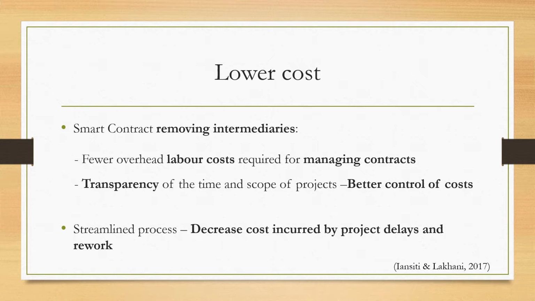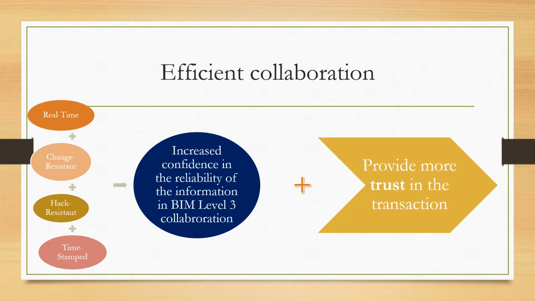Since the project could be delivered to everyone in real time, under blockchain-based project delivery is smoother, and this will considerably decrease the cost incurred by project delays and rework. Effective collaboration is important to smoothen the project delivery, which can be theoretically achieved by level 3. All parties work together on a single shared model to create deeper levels of collaboration.